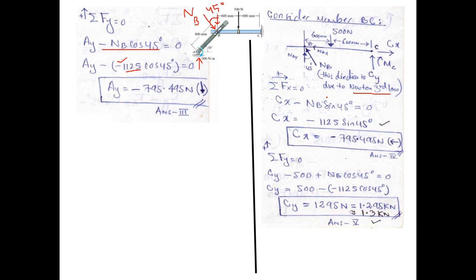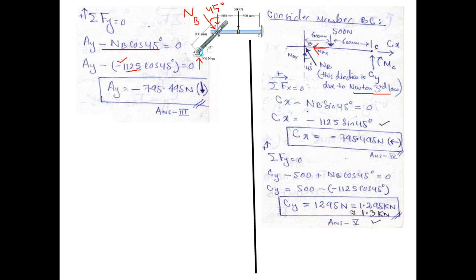Fx equals 0 in order to get Cx, then summation Fy equals 0 in order to get Cy. Let us do that. So summation Fx equals 0, therefore this means that Cx minus NB sine 45. This angle was still 45, and the x component of NB is acting in the negative x direction. So that is why negative NB sine 45.